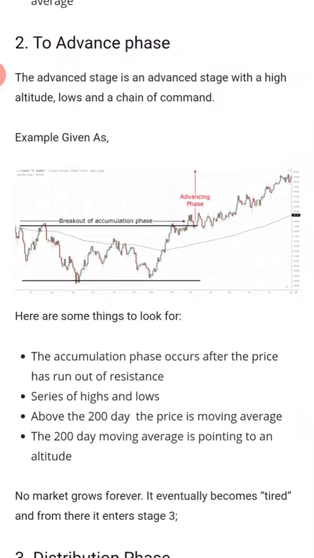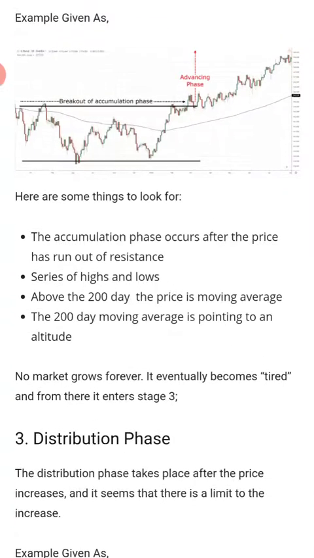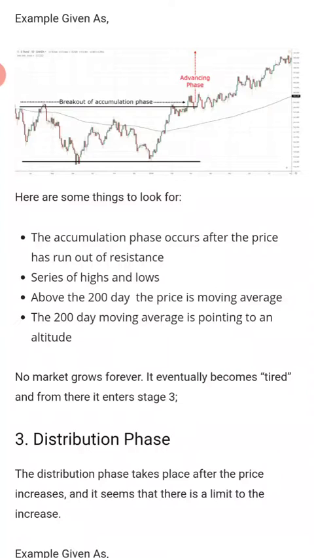Two, the advance phase. The advance phase is an uptrend with a series of higher highs and higher lows. For example, this is the breakout from the accumulation phase into the advancing phase. Here are some things I'll look for. The advance phase occurs after the price has broken out of resistance. A series of higher highs and higher lows. The price is above the 200-day moving average. The 200-day moving average is pointing upward.